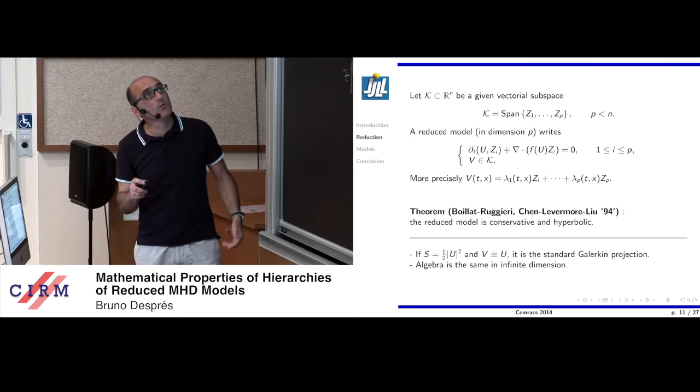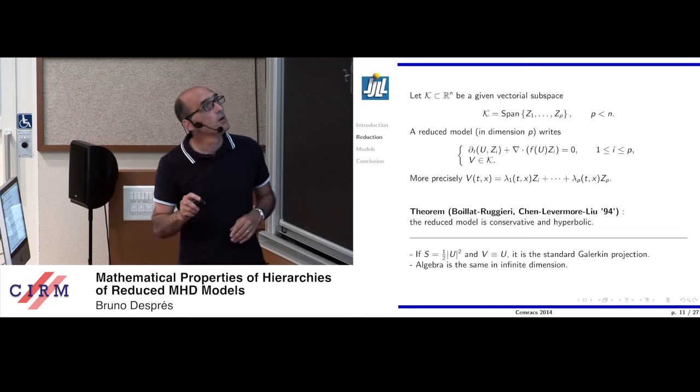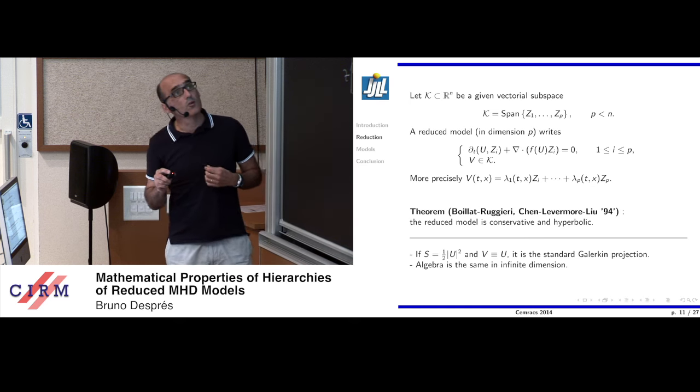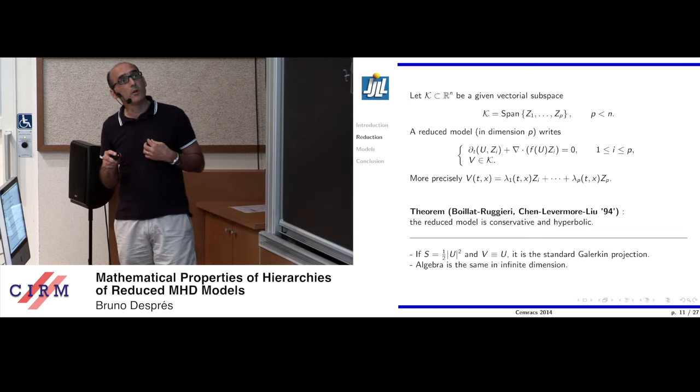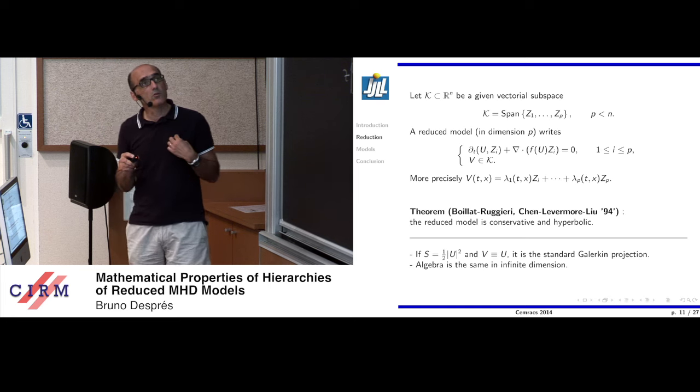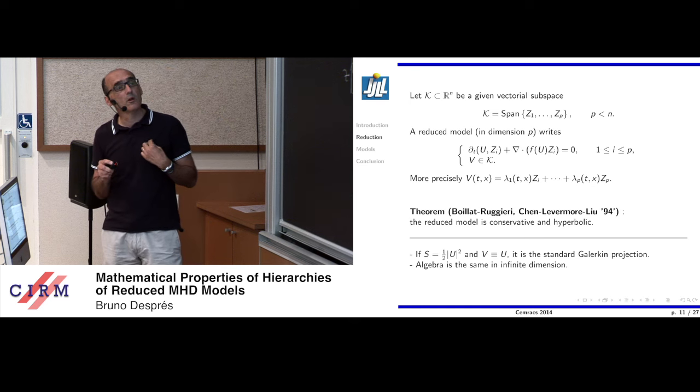And a possibility is reduction, by people like Chen, Levermore, Yu. There are some famous papers in the mathematical community, by people who are interested in the mathematical analysis of equations that come from the physics. Boyer, Ruggieri at the same time, Chen, Levermore, and many more.